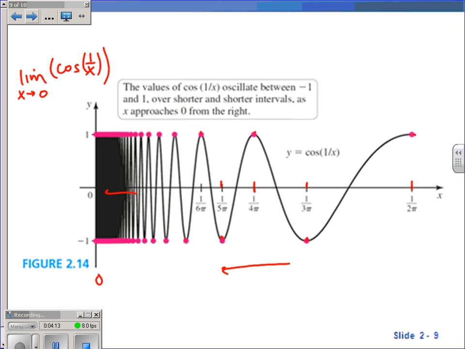So just putting a few values in isn't sufficient for you to conclude that the limit doesn't exist. But if you just happened upon this particular sequence, 1 over 2 pi, 1 over 3 pi, 1 over 4 pi, and so on, that's approaching 0, and find the function values, it's real easy to see why it's oscillating back and forth, and so it will never have a limit. So that's a nice function to kind of be familiar with, just so you see where a limit doesn't exist sometimes.